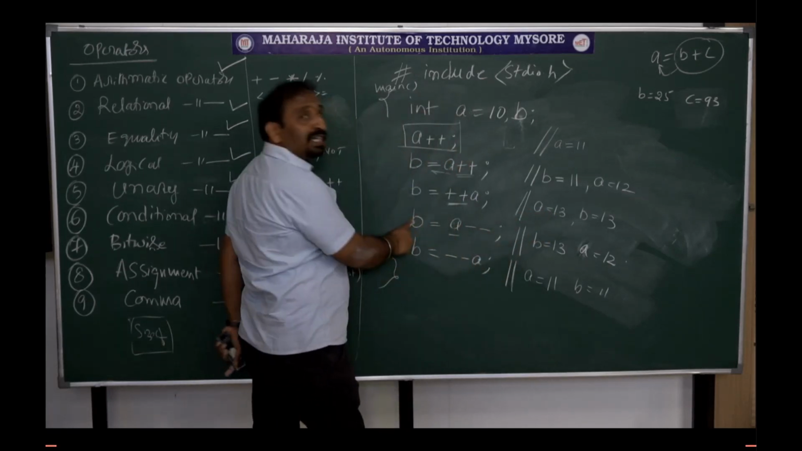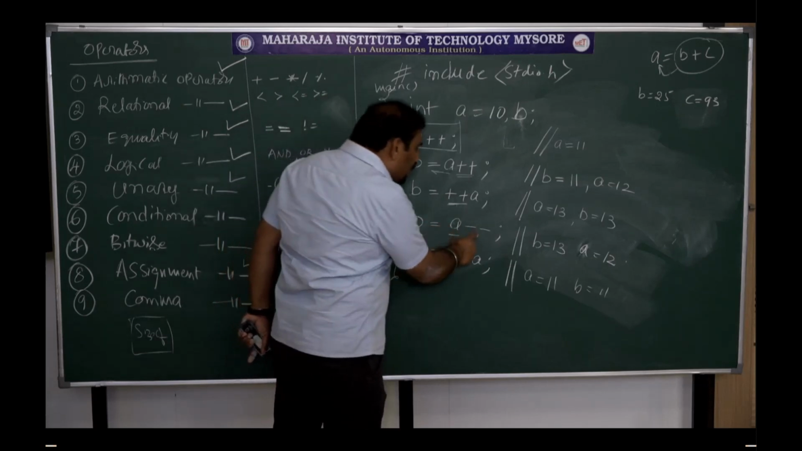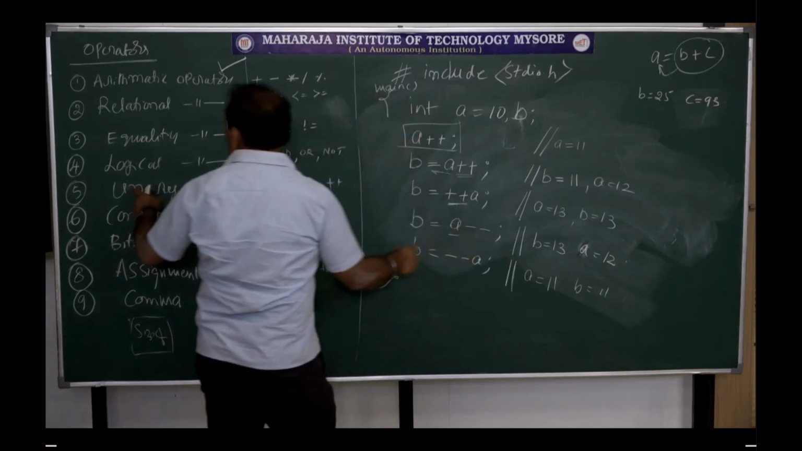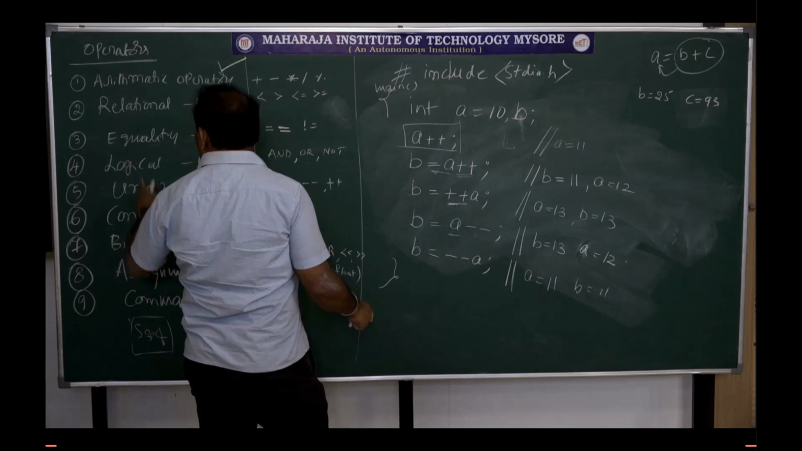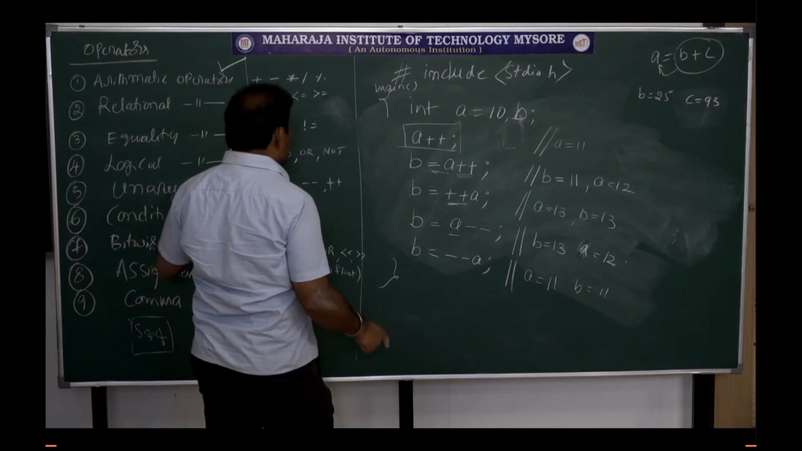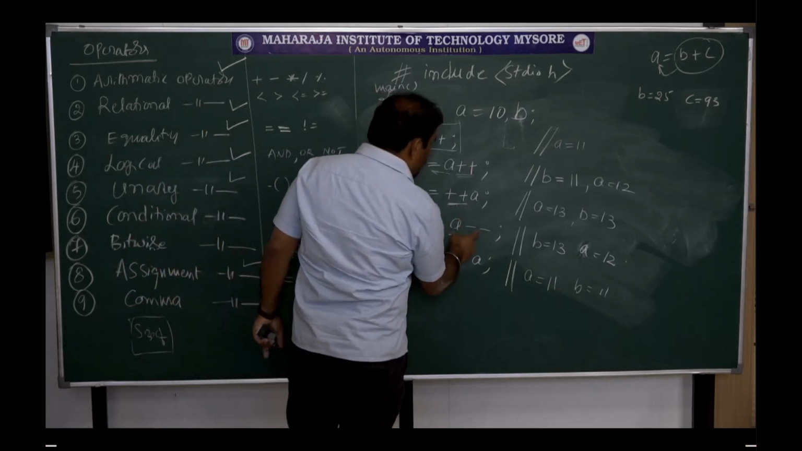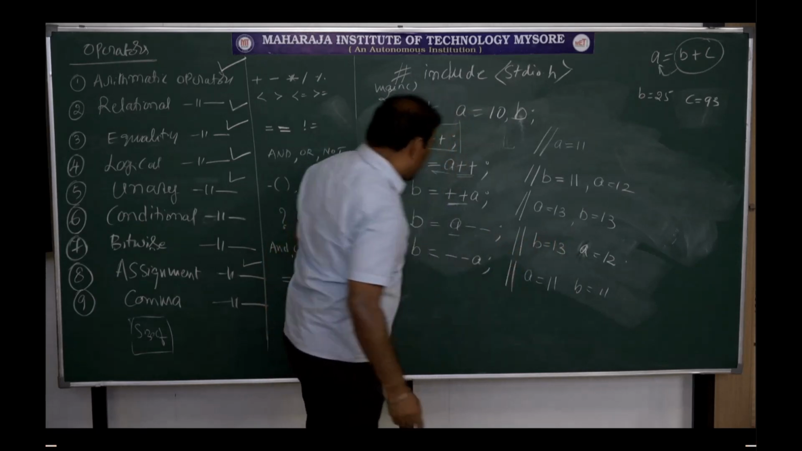So, therefore, 13 is assigned to B. Then A is decremented as per this unary operator, so it is minus minus. Therefore, A becomes 12.